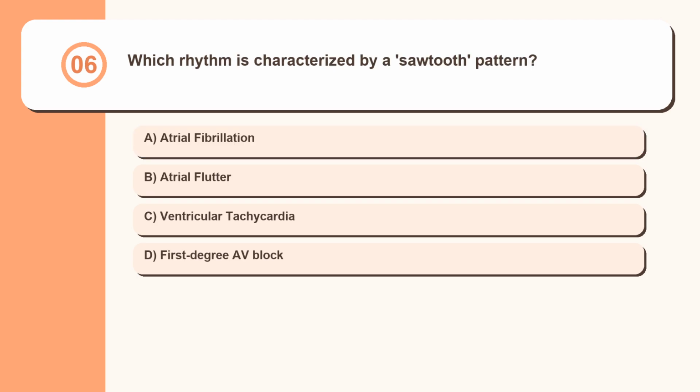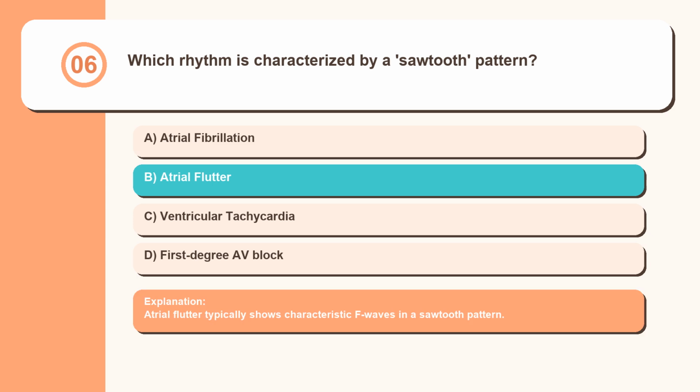Question 6. Which rhythm is characterized by a sawtooth pattern? Atrial fibrillation, atrial flutter, ventricular tachycardia, first-degree AV block. Atrial flutter typically shows characteristic F waves in a sawtooth pattern.